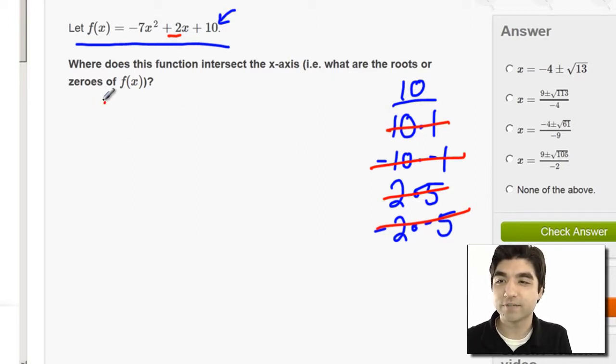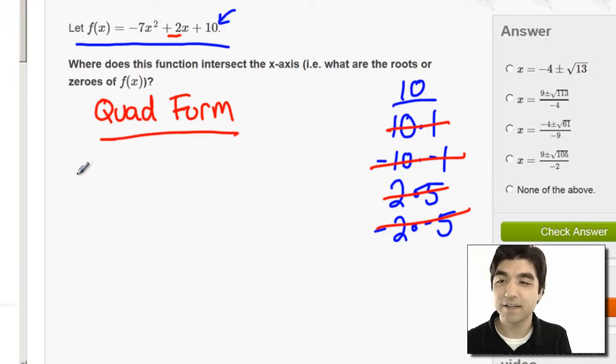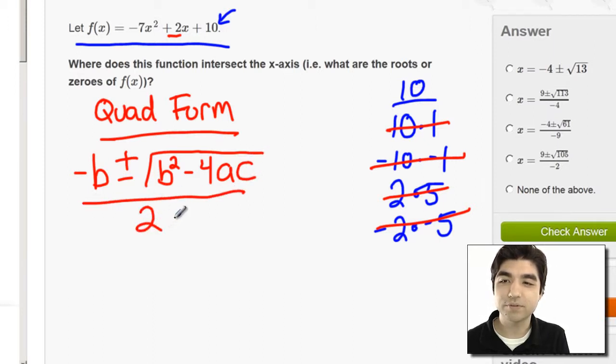So here's the quadratic formula. I'm just going to say quad form. You're probably going to need to write this down so that you have it. It's negative b plus or minus the square root of b squared minus 4 times a times c, and that's all over 2 times a.